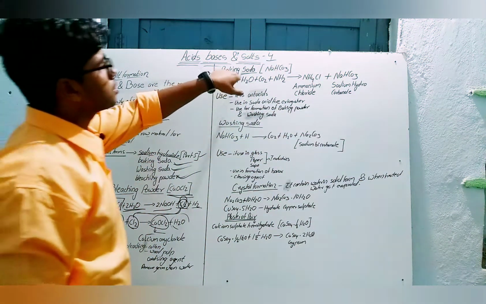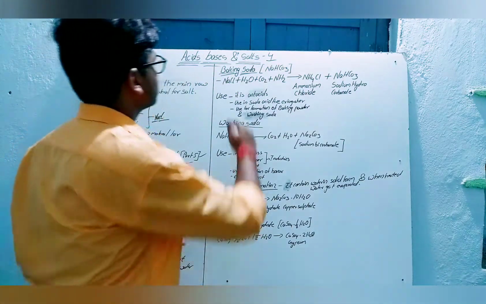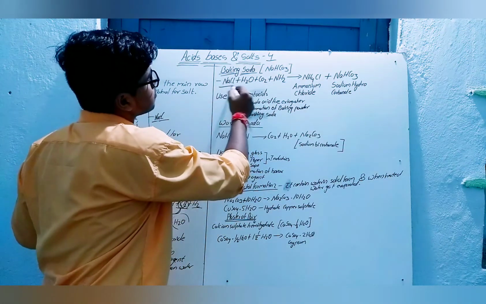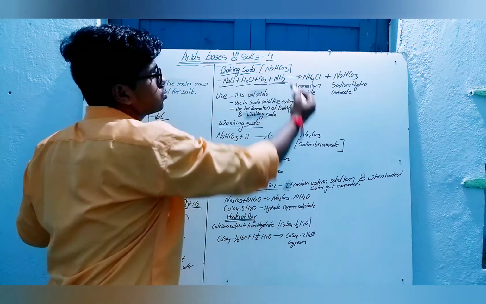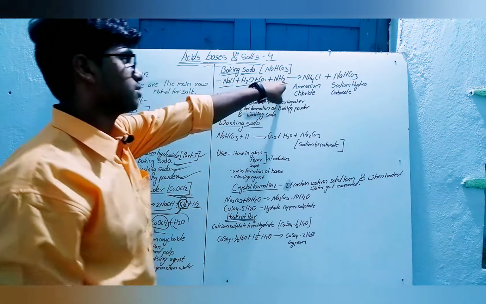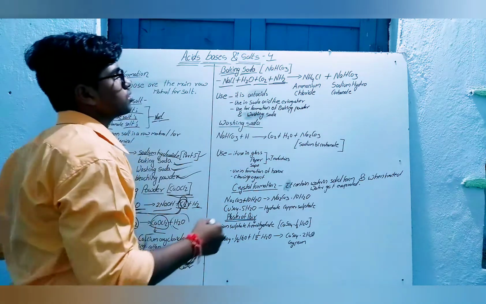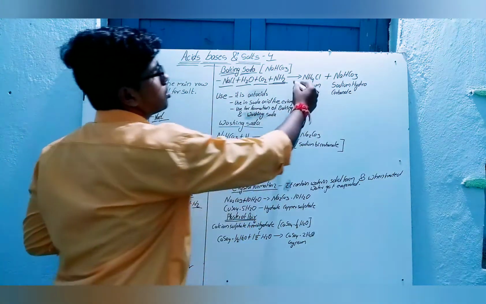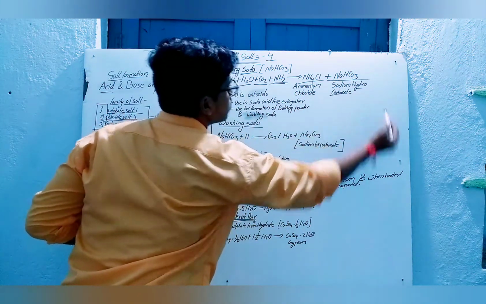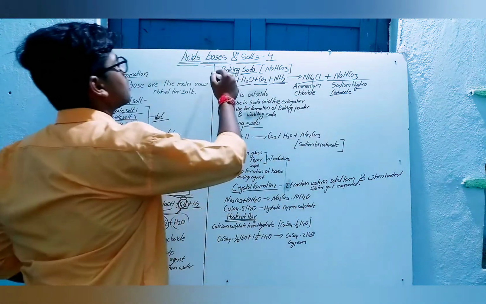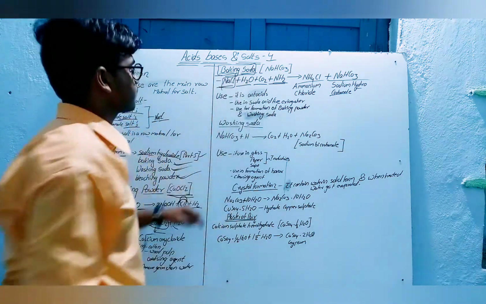This also forms from the common salt, sodium chloride. How does it form? See here, sodium chloride plus water plus CO2 plus NH3, commonly called ammonia. Here the products are ammonium chloride and sodium hydrogen carbonate. Sodium hydrogen carbonate is nothing but baking soda, which is formed in this reaction.